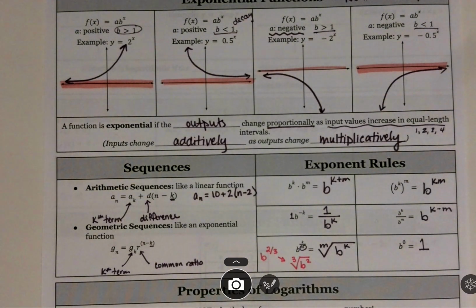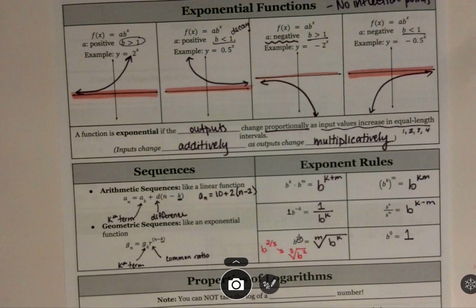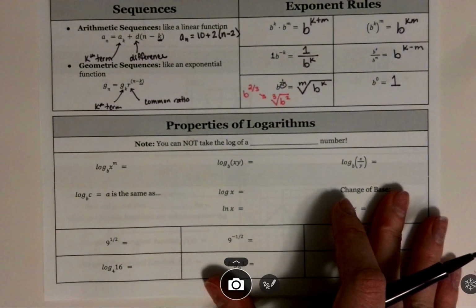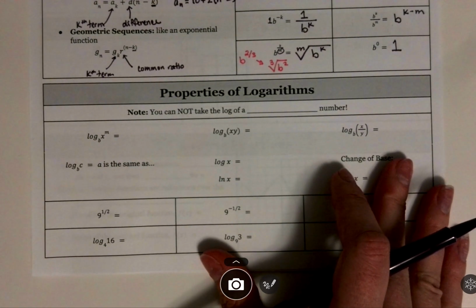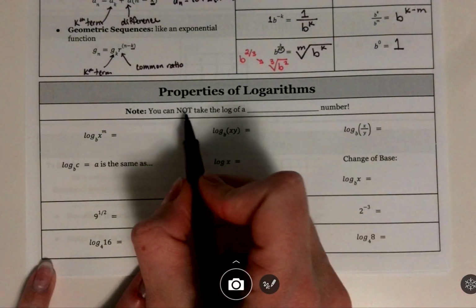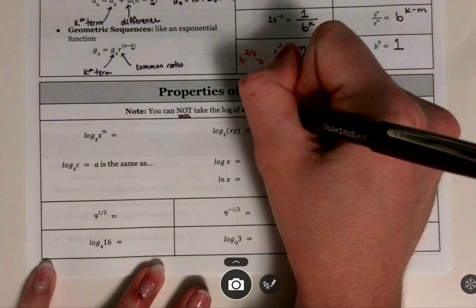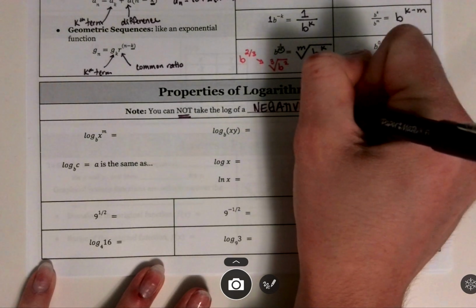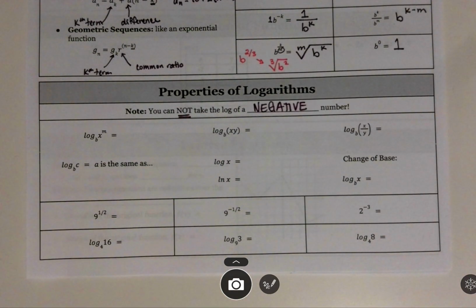On the last part of this page, we're looking at properties of logarithms, which are connected to our exponent rules. Since logarithms and exponentials are inverses of each other, they are connected. One thing I do want to mention about logarithms is we cannot take the log of a negative number. That is not possible.